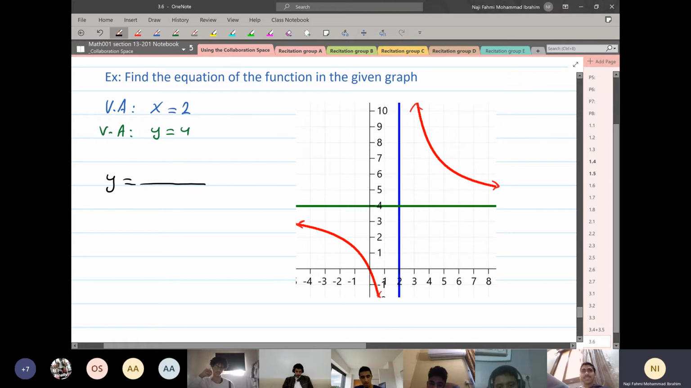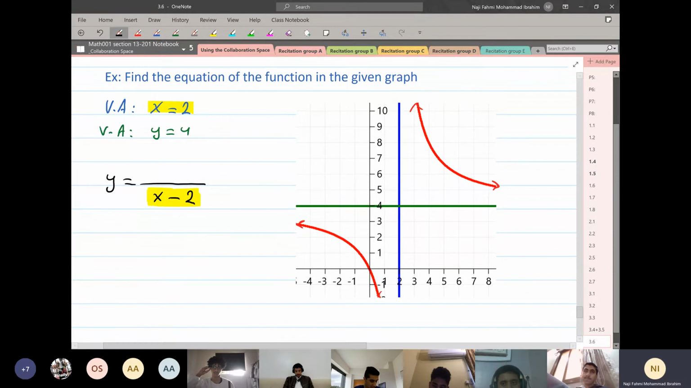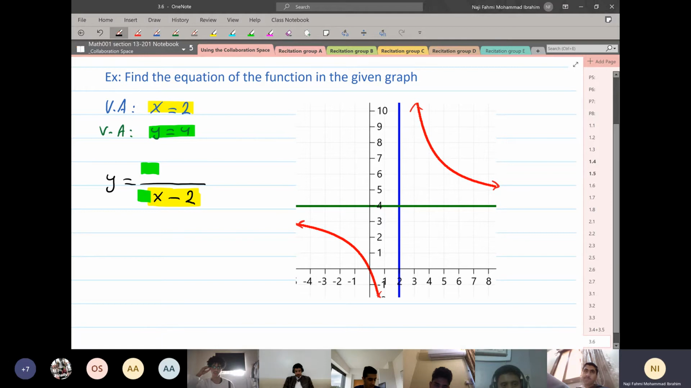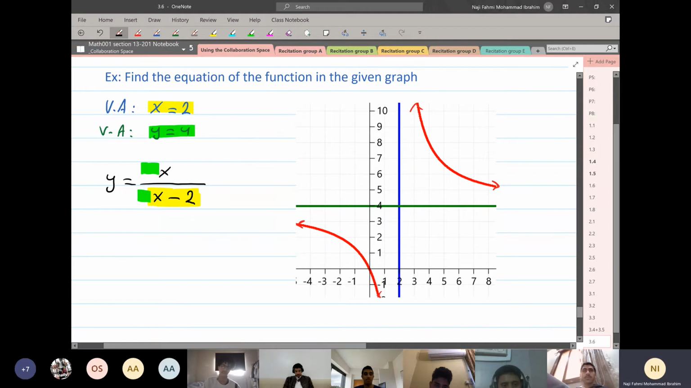Now who can tell us what we should write in the denominator? X minus 2, which is the zero of the denominator. The vertical asymptote is the zero of the denominator. Since the horizontal asymptote is y equals 4, if I divide the coefficients of x, they should give me 4. So what should the coefficient of x in the numerator be? It should be 4, because 4 divided by 1 is 4.